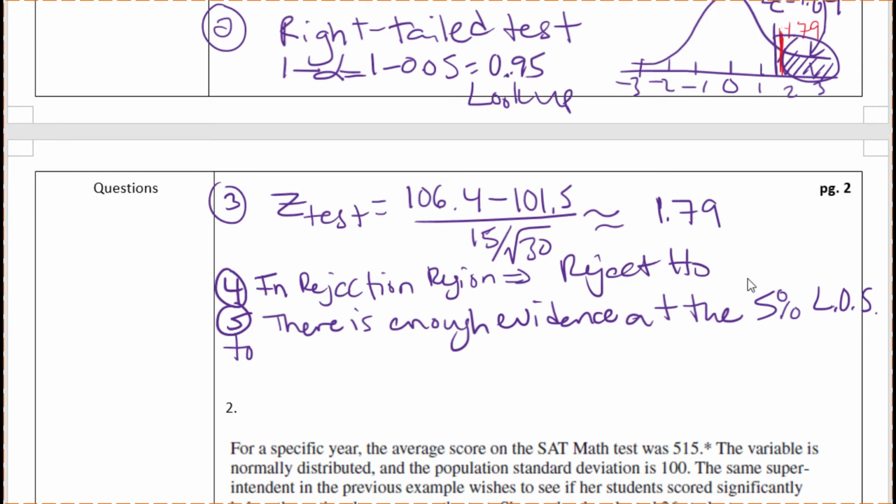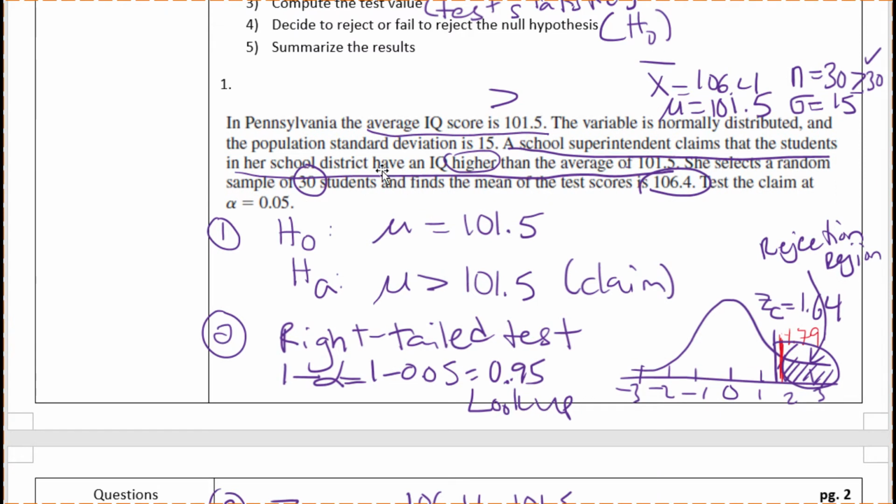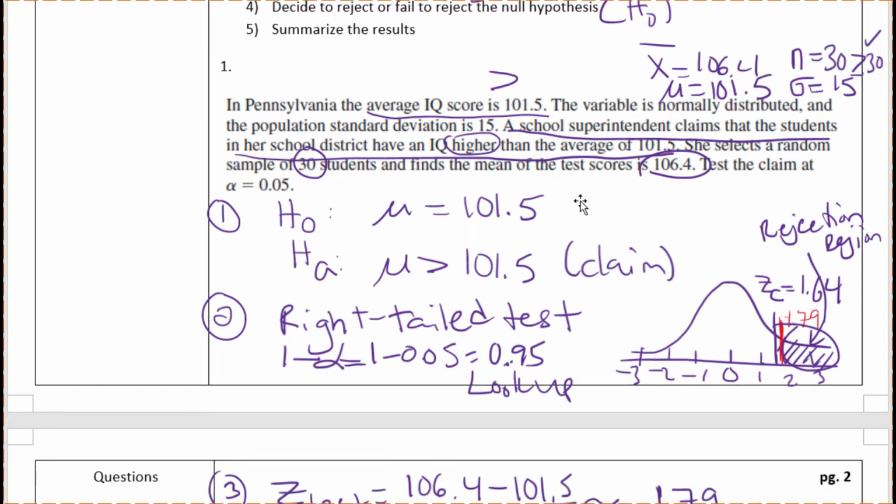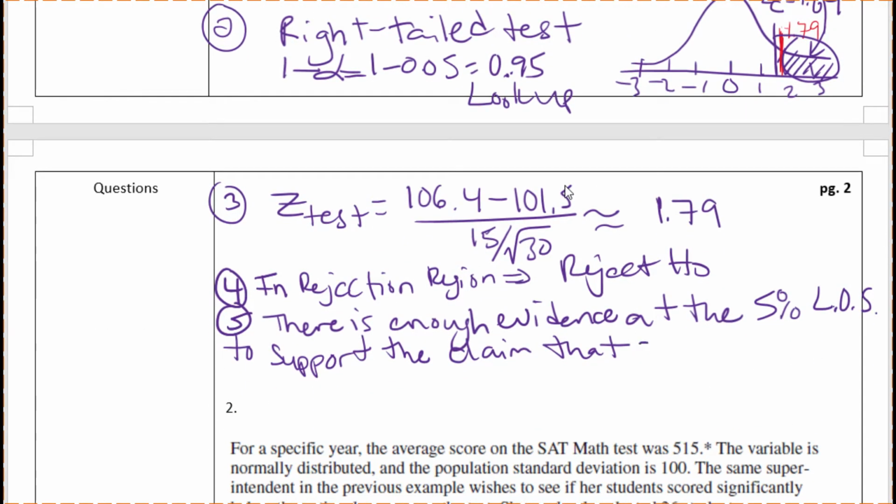to, so instead of using the word reject, we're going to say support, because the claim belongs to the alternative hypothesis. To support the claim that, and then use the claim that they give you. The claim was that the students have an IQ higher than 101.5. So students have IQ greater than 101.5.